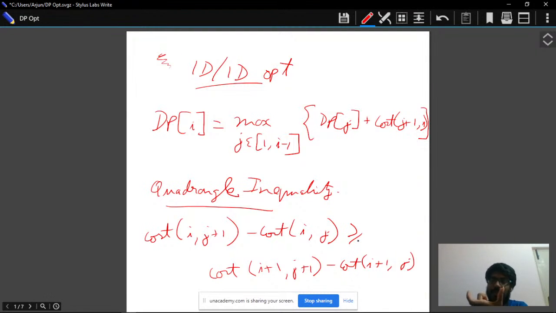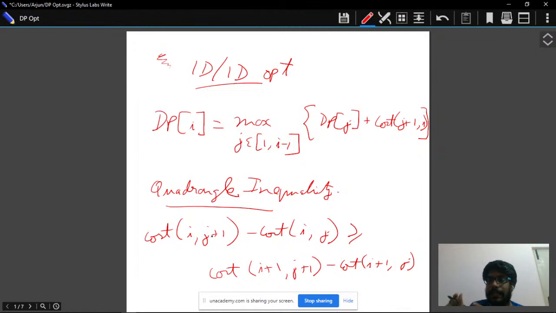So I have cost of ij, and when I increment the endpoint from j to j plus 1, what is the differential increase in the cost, right? So that is the LHS, the incremental increase in the cost when I'm increasing my endpoint by 1. And I'm doing the exact same thing, but now instead of starting from I, I'm starting with a slightly smaller range. The starting point is I plus 1, so I plus 1 to j and I plus 1 to j plus 1. What is this incremental increase?